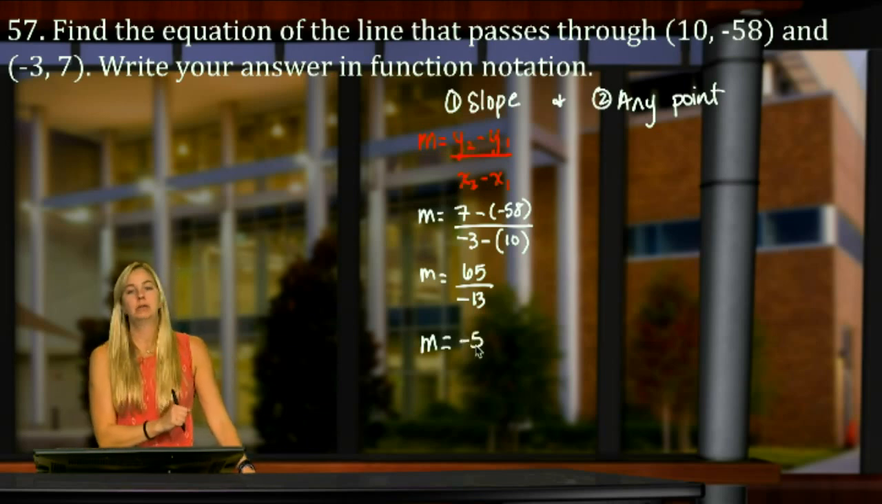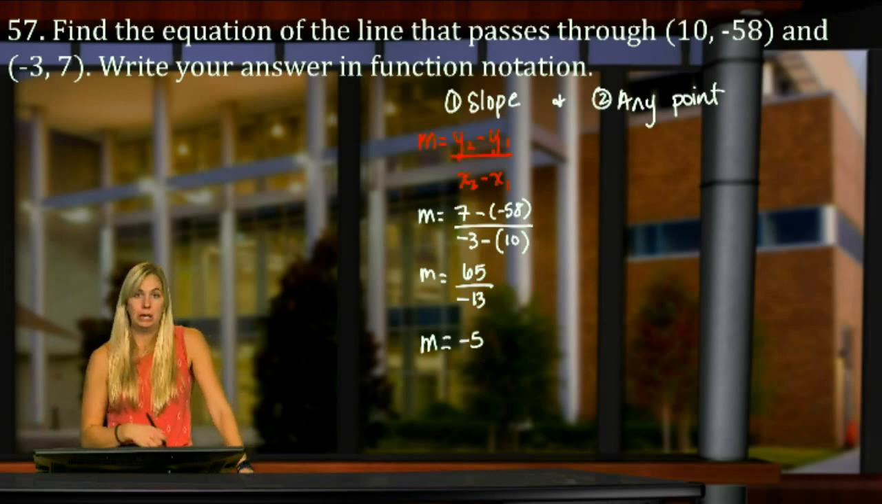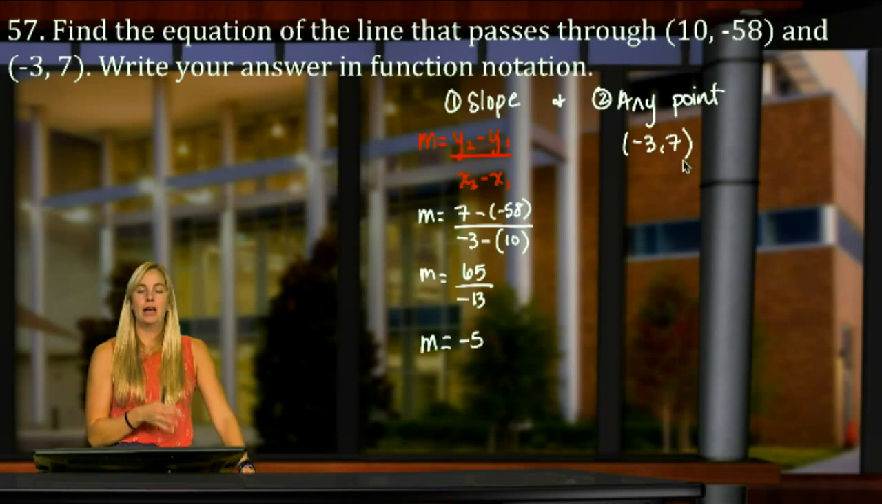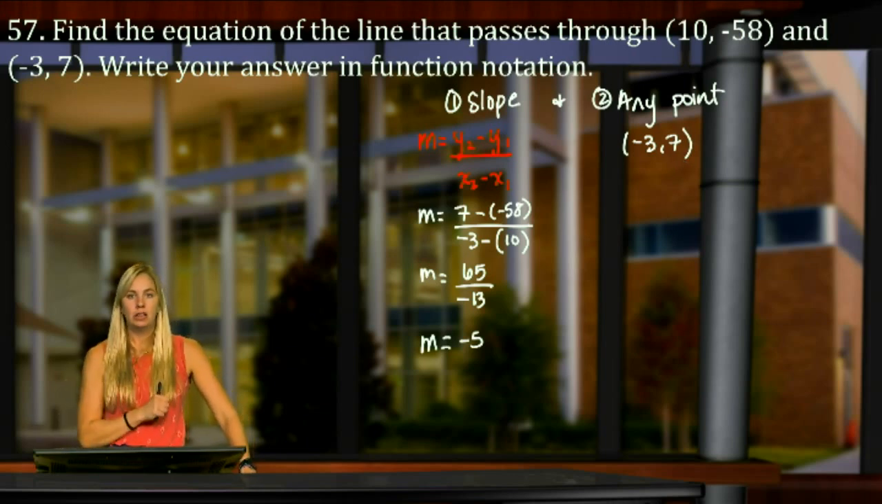And then obviously we have any point. We can either use 10, negative 58 or negative 3, 7. I'm going to use negative 3, 7 just because it's smaller values. So now that we have both of the requirements, we have our slope, we have a point. Now we either use slope-intercept form or point-slope form to write the equation of a line.